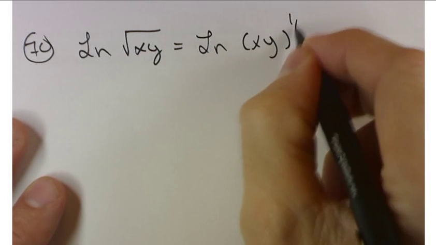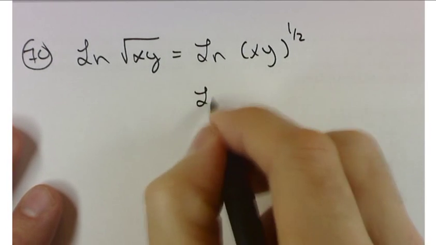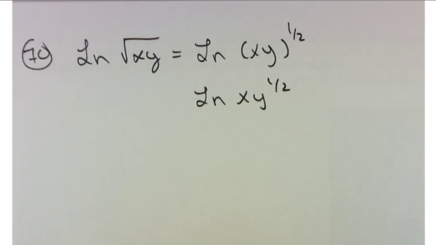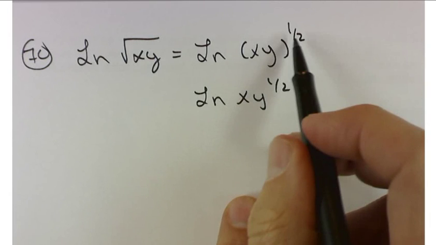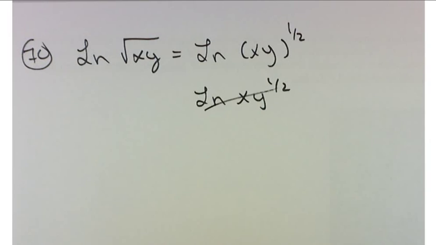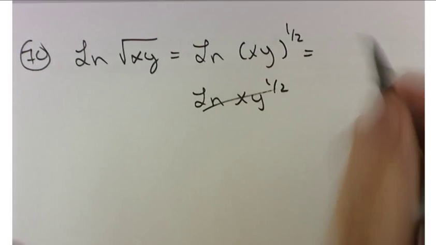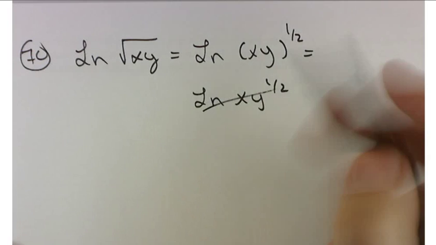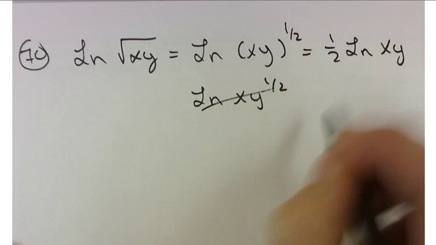Now, do I need the parentheses or no? If I wrote it without parentheses, would that be correct? Here, it's only going to the y. Here, it's going to both of these. So I definitely need the parentheses. Now, there's a couple choices here, but I would suggest that we take the 1/2 and bring it out front: 1/2 ln of xy.